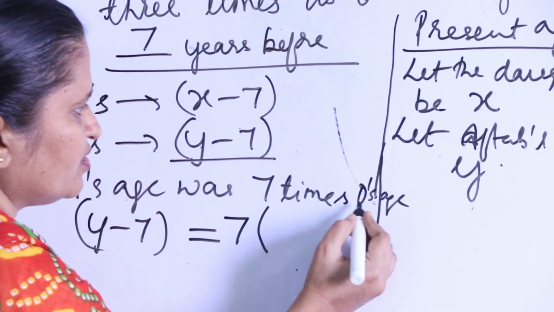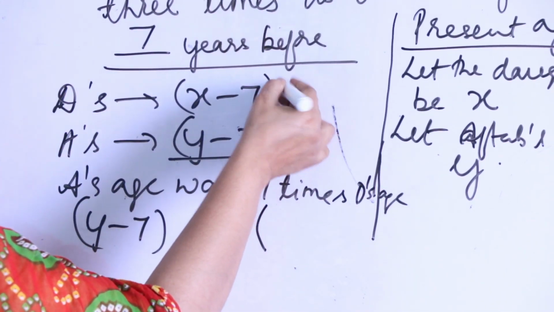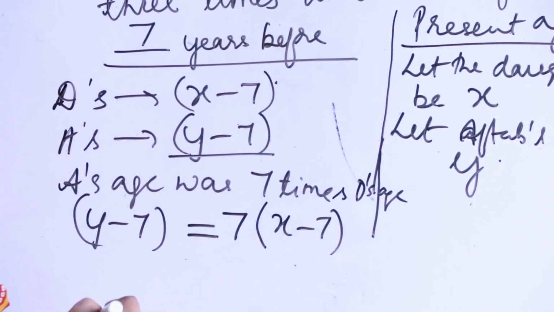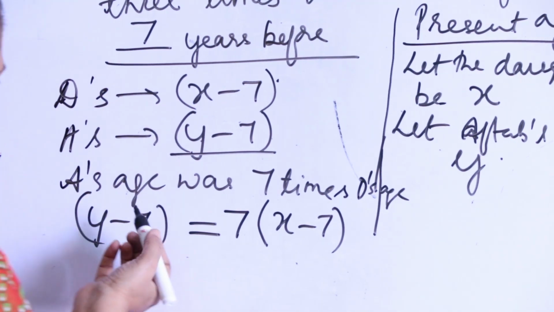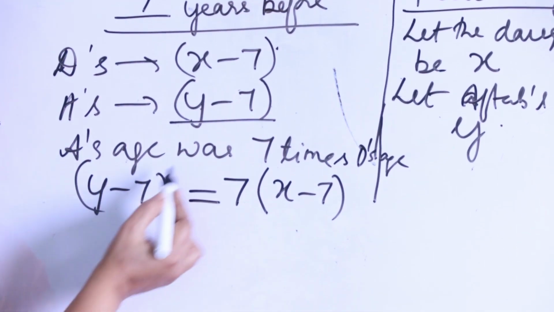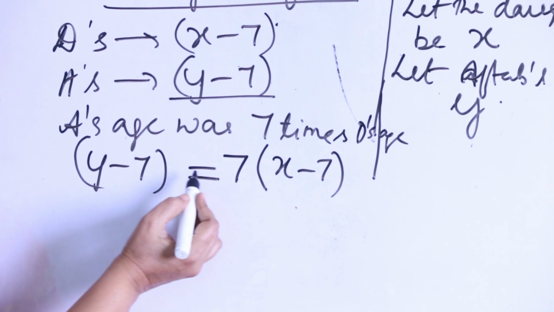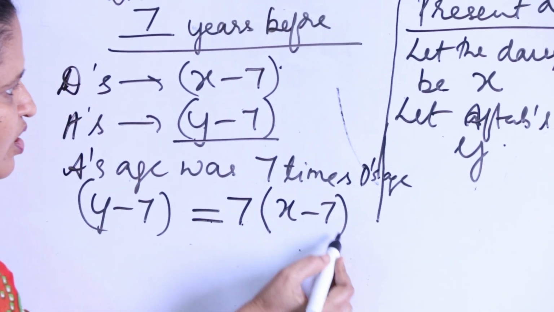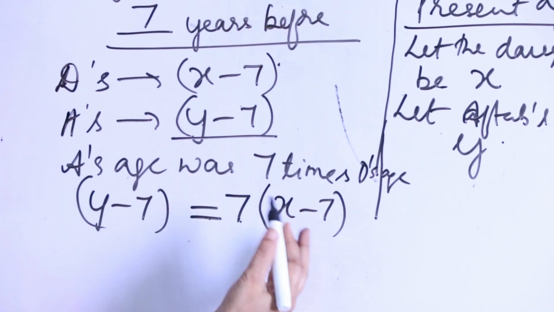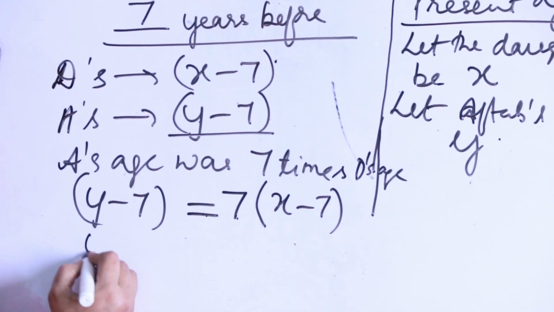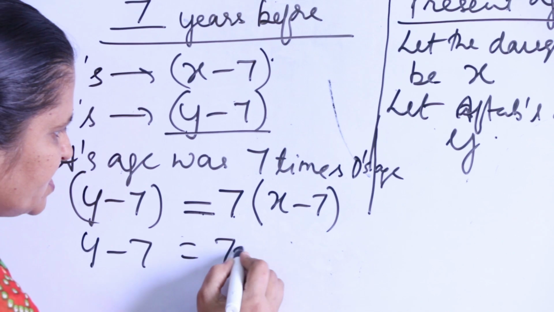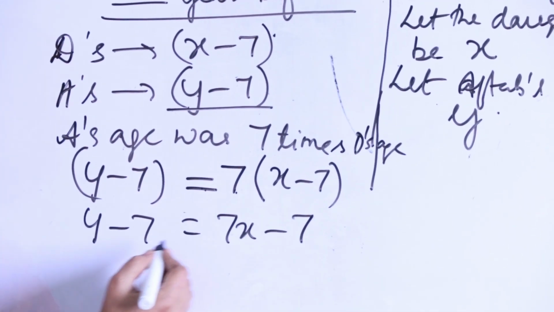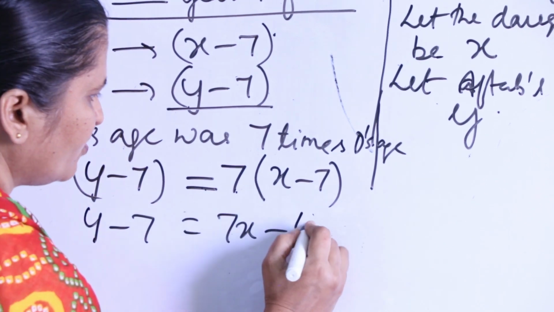7 times. What is daughter's age? We have written here in this column, x minus 7. Right? See, Aftab's age, which we know is y minus 7, was 7 times his daughter's age. Now simplify this, you will get one equation. Quickly I will do 7x minus 7. Right? Now here what happens? 7x minus 49.